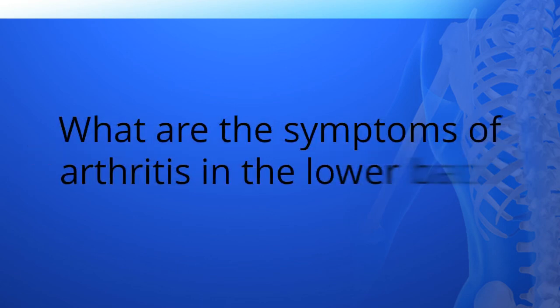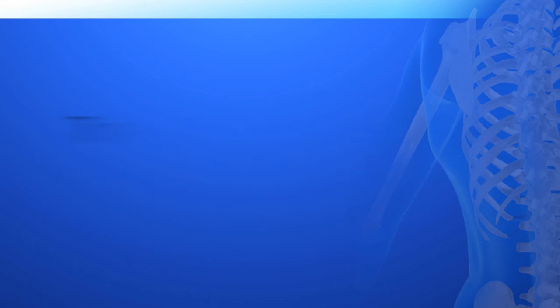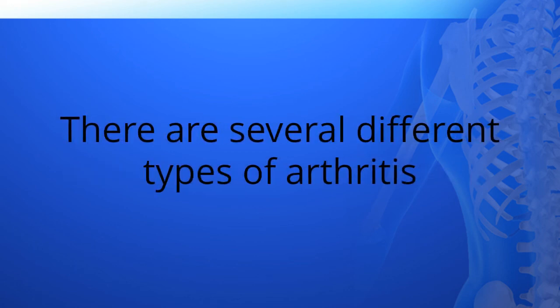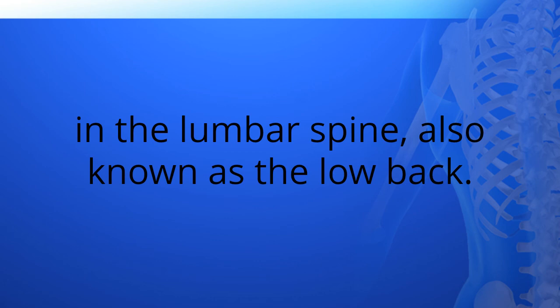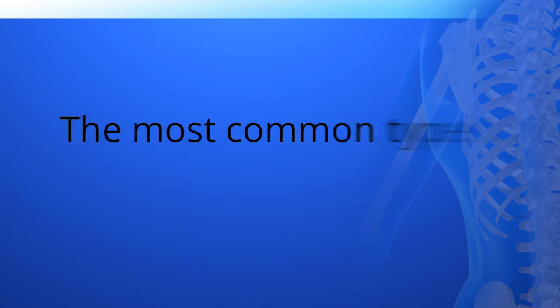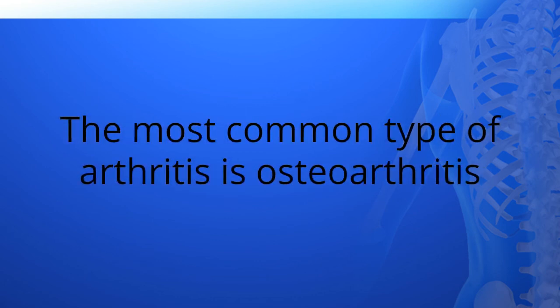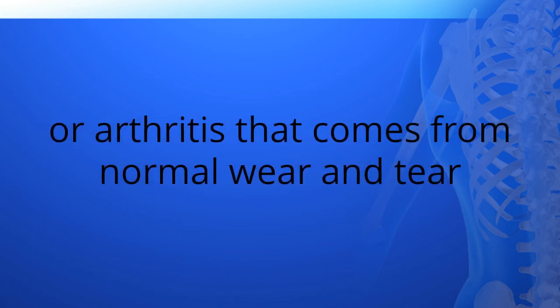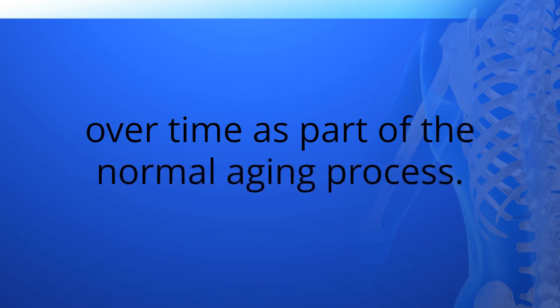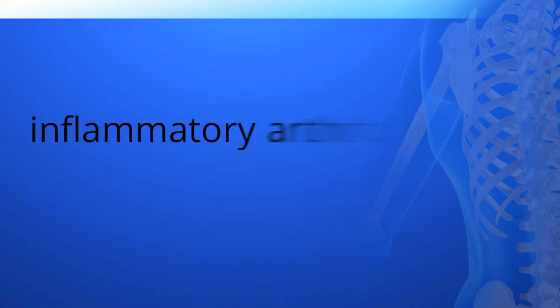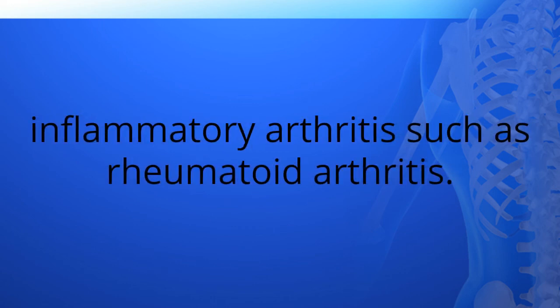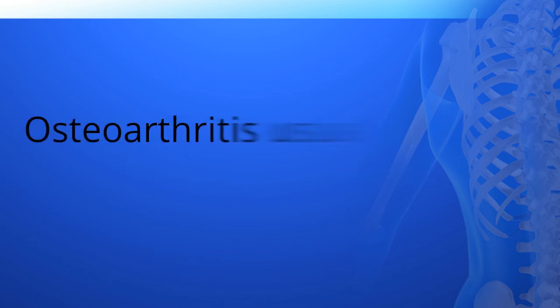What are the symptoms of arthritis in the lower back? There are several different types of arthritis, and arthritis can present in several different ways in the lumbar spine, also known as the low back. The most common type of arthritis is osteoarthritis, or arthritis that comes from normal wear and tear over time as part of the normal aging process. This is degenerative arthritis as opposed to inflammatory arthritis such as rheumatoid arthritis.